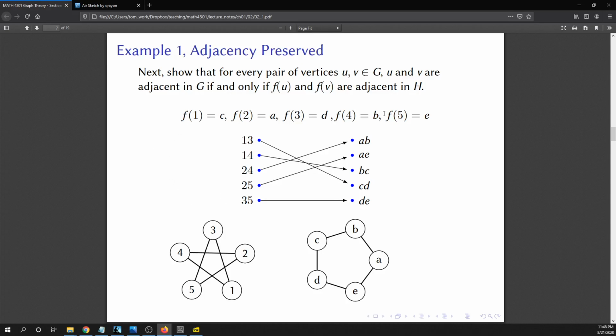Start with the vertex mapping, so you can see where these vertices get sent to. Vertex 1 gets sent to C. Vertex 4 gets sent to B. So edge 1, 4, the edge between those, has to get sent to BC. So what we get here is a bijection between the edges, and what that means is that adjacency is preserved.